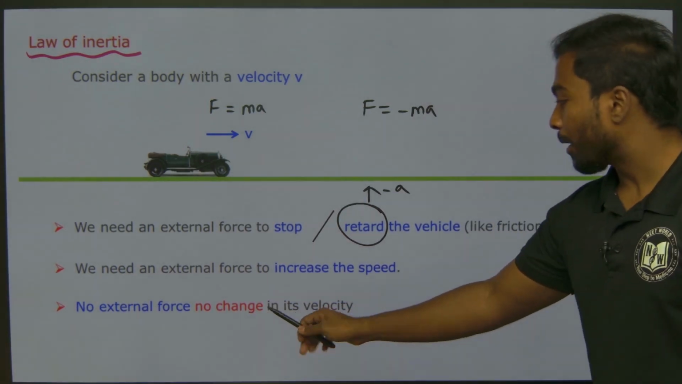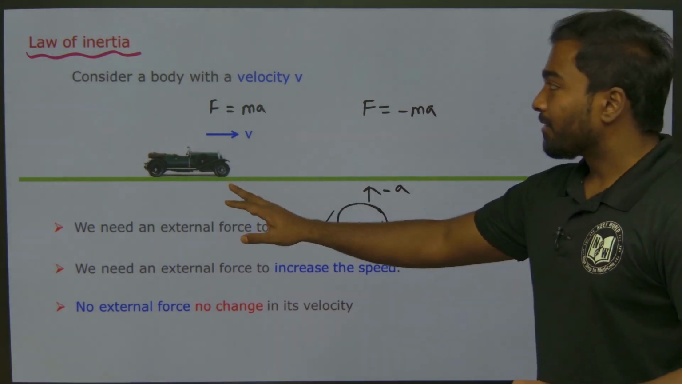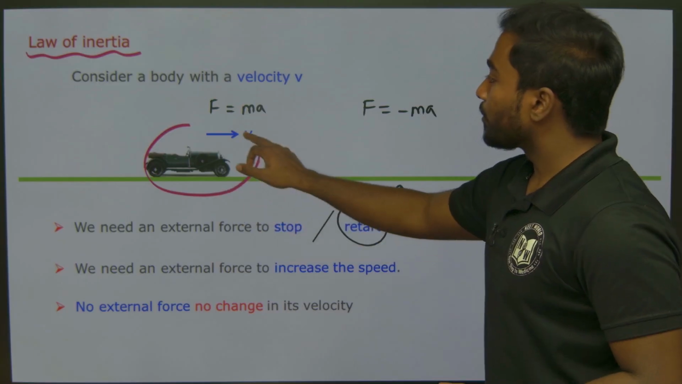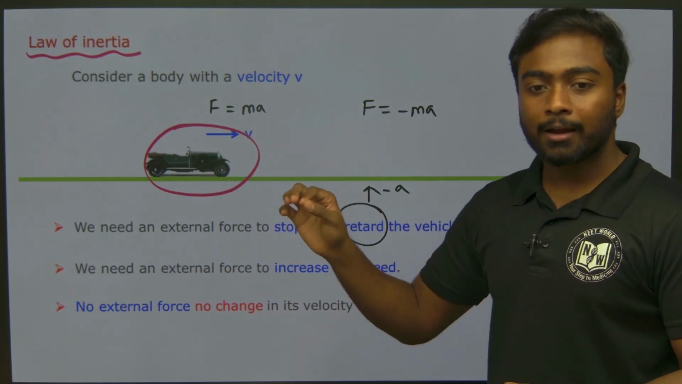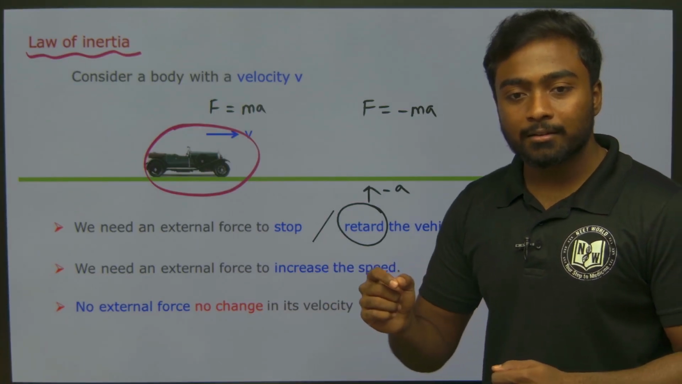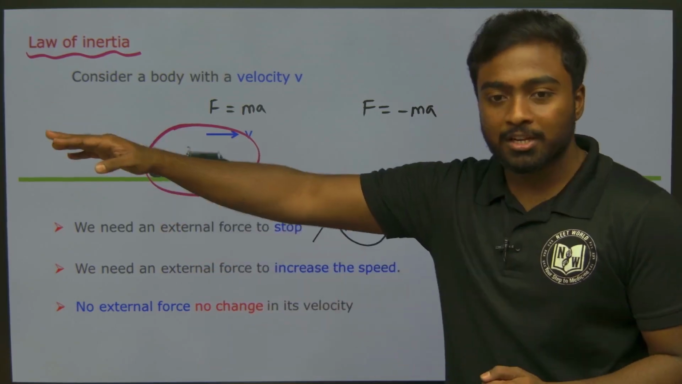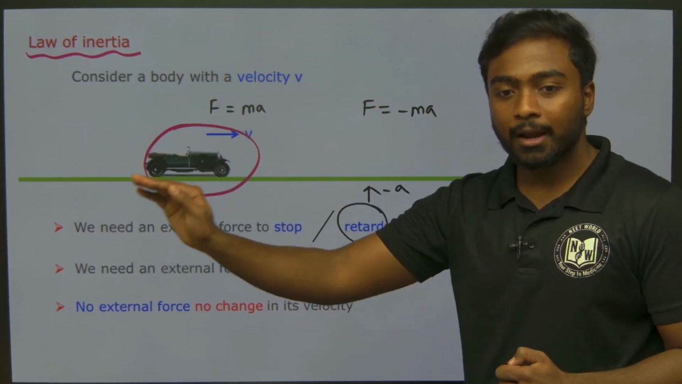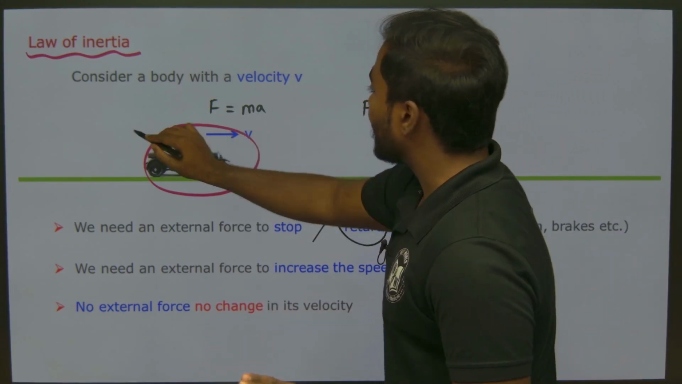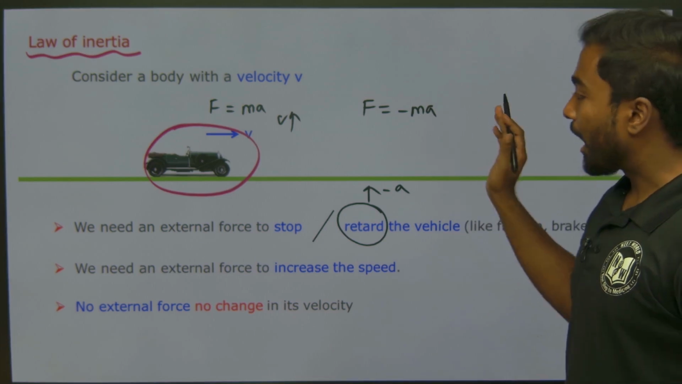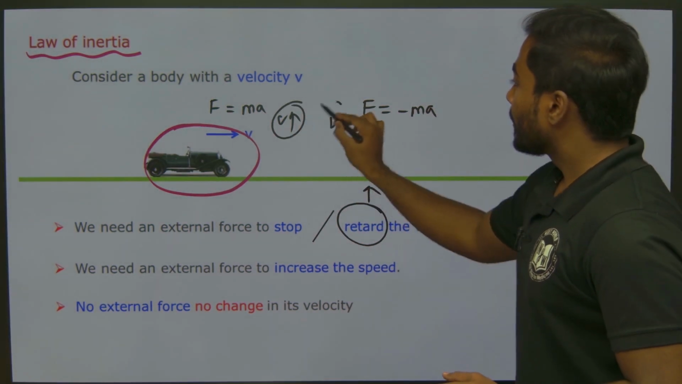No external force, no change in its velocity. Okay. What can we say here? Suppose an object is going with velocity v, it will stay at velocity v only until or unless an external agency is applied on it. So if I apply force, it will go fast. If I apply force in the opposite direction, it will stop. Retard. So one thing here: if I apply force, velocity increases. If I oppose it, velocity decreases. So what can we say? Law of inertia.